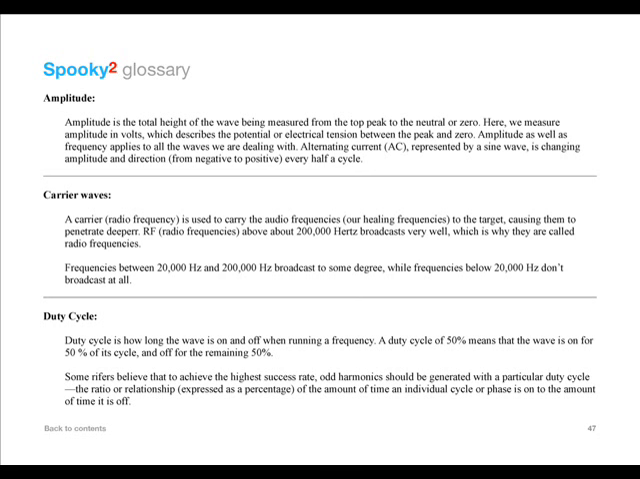Duty cycle. Duty cycle is how long the wave is on and off when running a frequency. A duty cycle of 50% means that the wave is on for 50% of its cycle, and off for the remaining 50%. Some rifers believe that to achieve the highest success rate, odd harmonics should be generated with a particular duty cycle. The ratio or relationship expressed as a percentage of the amount of time an individual cycle or phase is on to the amount of time it is off.